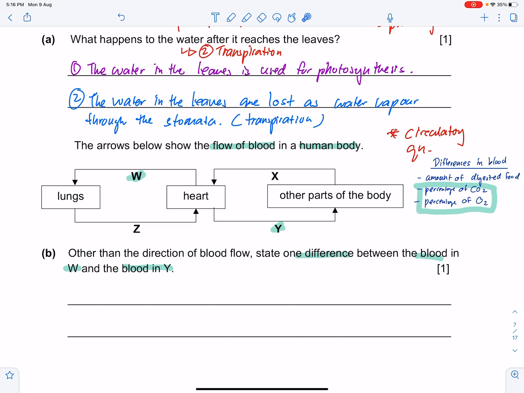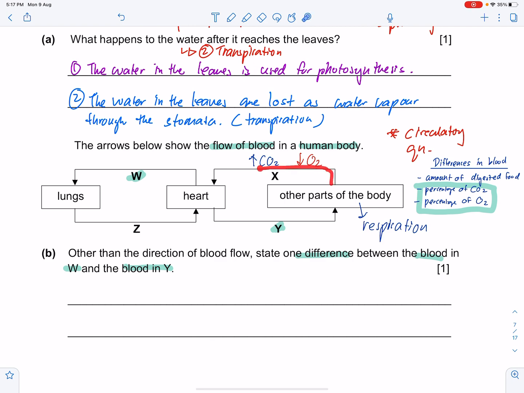Now, how I like to always talk about this is I like to walk myself through the thought process because that is very clear. Now, we have to understand that when you respire, you take in oxygen and you give out carbon dioxide. So basically blood that flows out from your other parts of body should be rich in carbon dioxide because it has undergone respiration. We know that in respiration, you take in oxygen and give out carbon dioxide. Because of that, this is rich in carbon dioxide. So when the blood is rich in carbon dioxide, your oxygen would definitely be low. These two are always the opposite of each other.